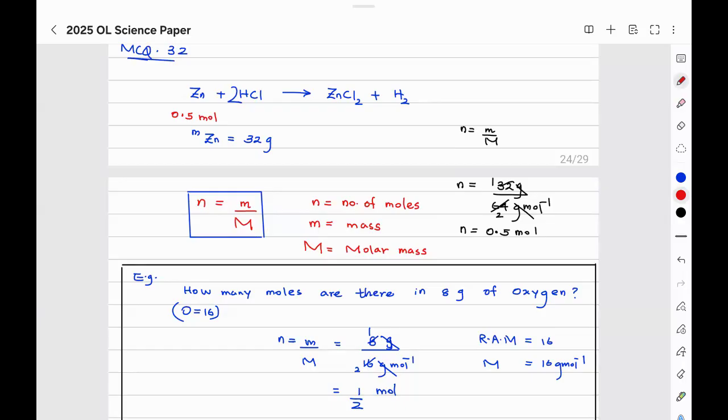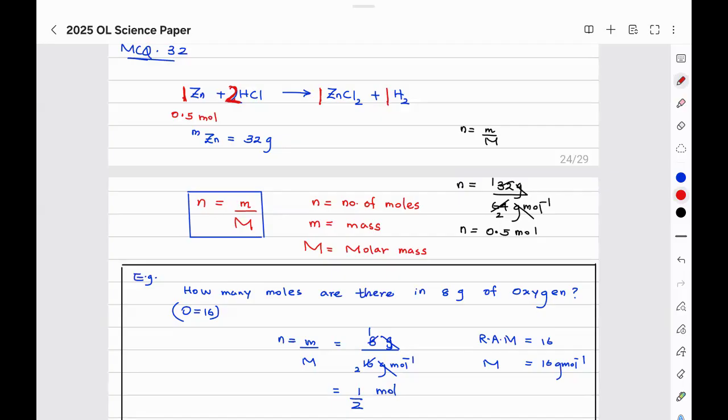Children, now we know that these are the coefficients, right? Now look at the coefficients. 1 is to 2 is to 1 is to 1. 1 mole of zinc is reacting with 2 moles of HCl to produce 1 mole of zinc chloride and 1 mole of H2.